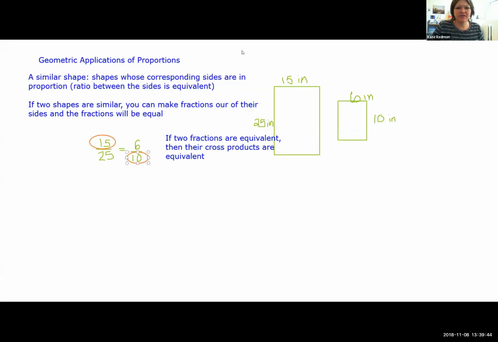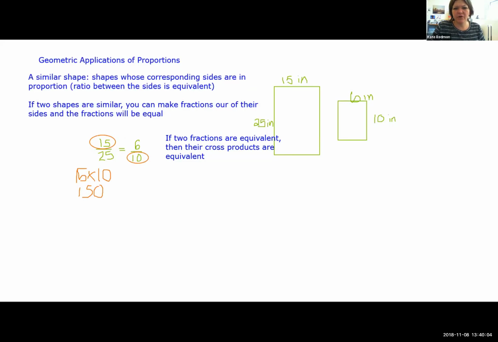15 times 10, of course, gives me 150. I apologize for my crappy handwriting. This is because I'm on my PC instead of my tablet. I will switch over shortly. And I get 150. Okay, now let us examine the other cross product.